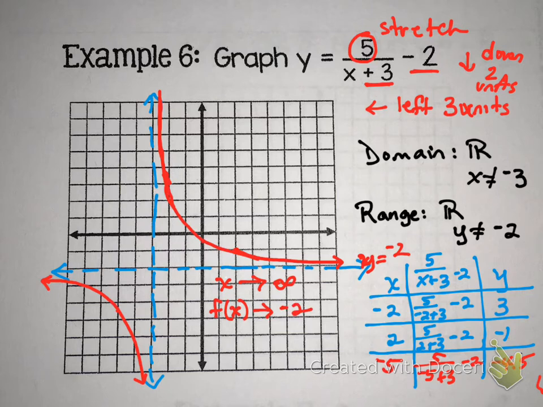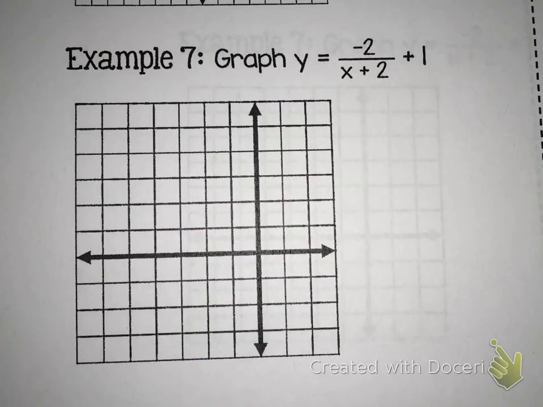In this side, as x is going towards negative infinity, so going out towards the left here, your function is also approaching -2. Okay, so let's take a look at the next one. The very last one, again, we're going to take a look and see what's going on.